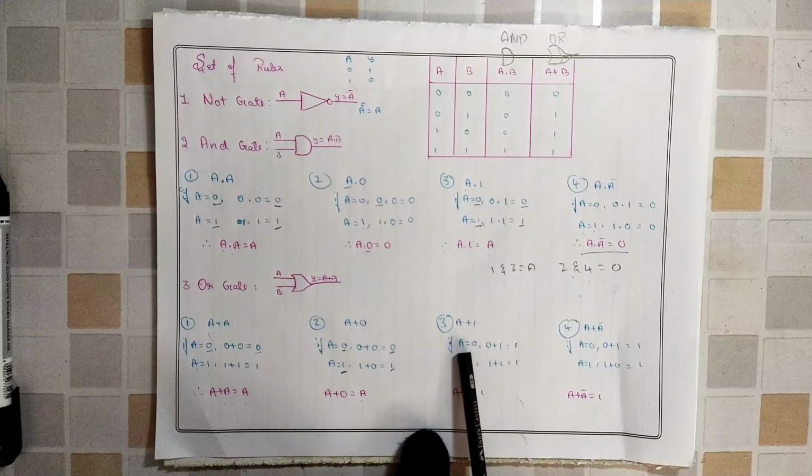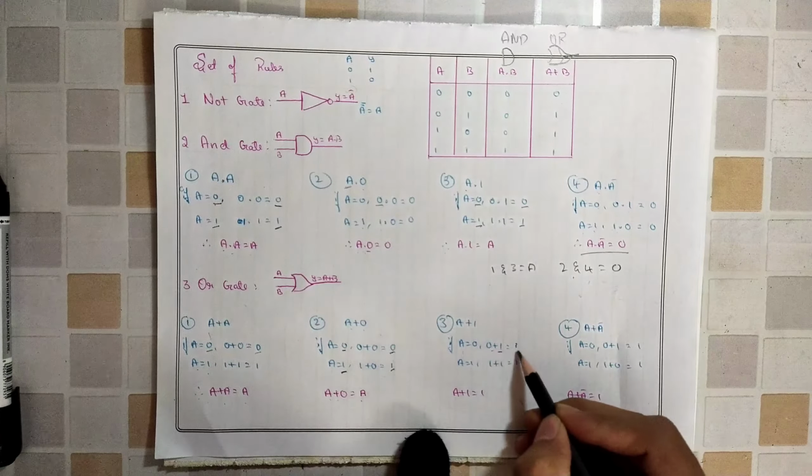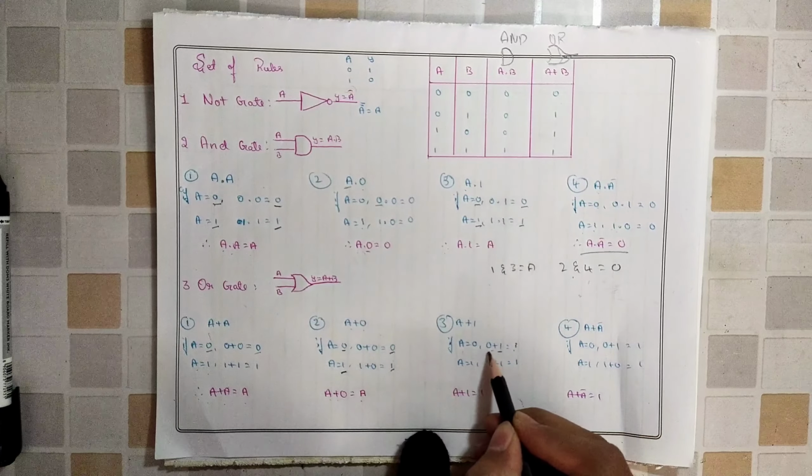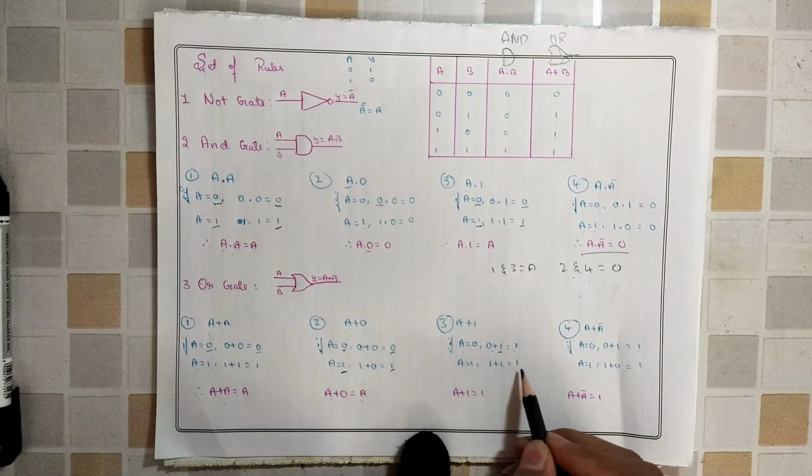If A equals 0, then 0 plus 1, if you have one higher input, then the output is higher itself. So 0 plus 1 is 1, and if A goes to 1, 1 plus 1 is 1. So here you won't write A plus 1 is equal to A, don't get confused. Here you will write A plus 1 is equal to 1, because no matter what input you are giving, the output is 1 itself. Here inputs are different, but output is the same. So A plus 1 is equal to 1.